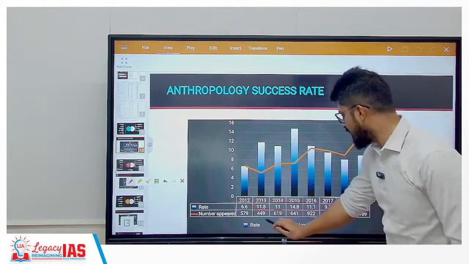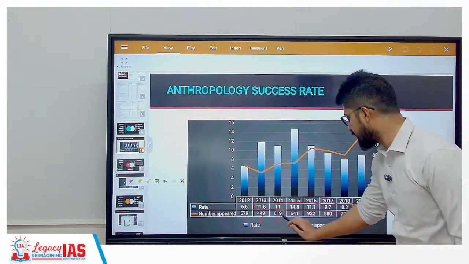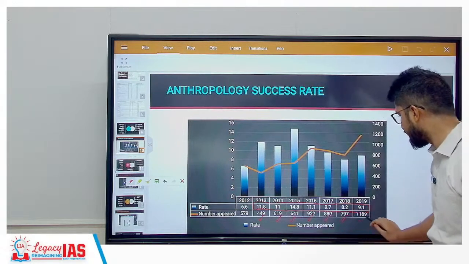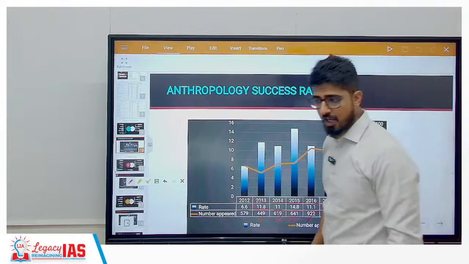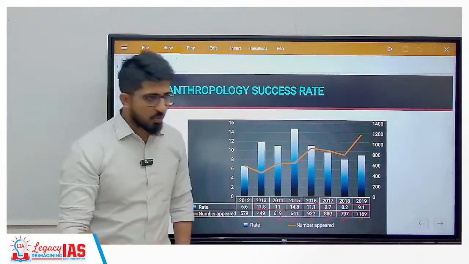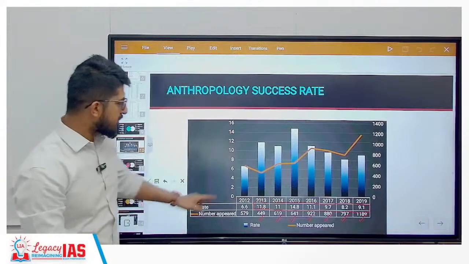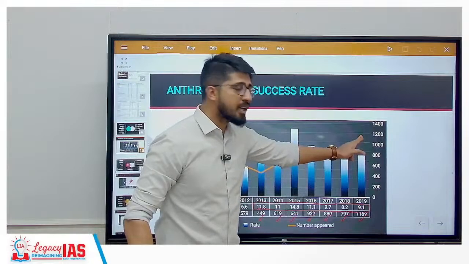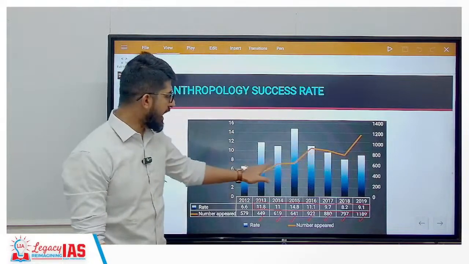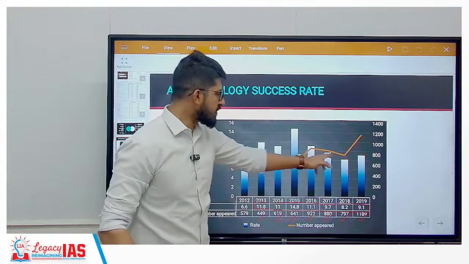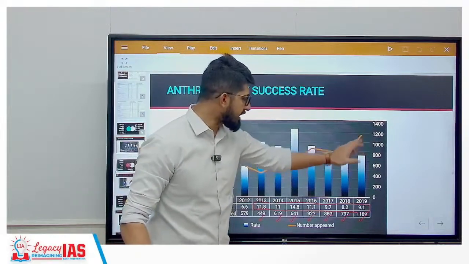And look at the number of people. It has gradually increased. Yes, it has gradually increased. So that is the risk factor I spoke of. So this saffron line indicates the number of people who have chosen anthropology as an optional. Look at the curve. It has been increasing. So there was a slight dip at some point and then it has increased.